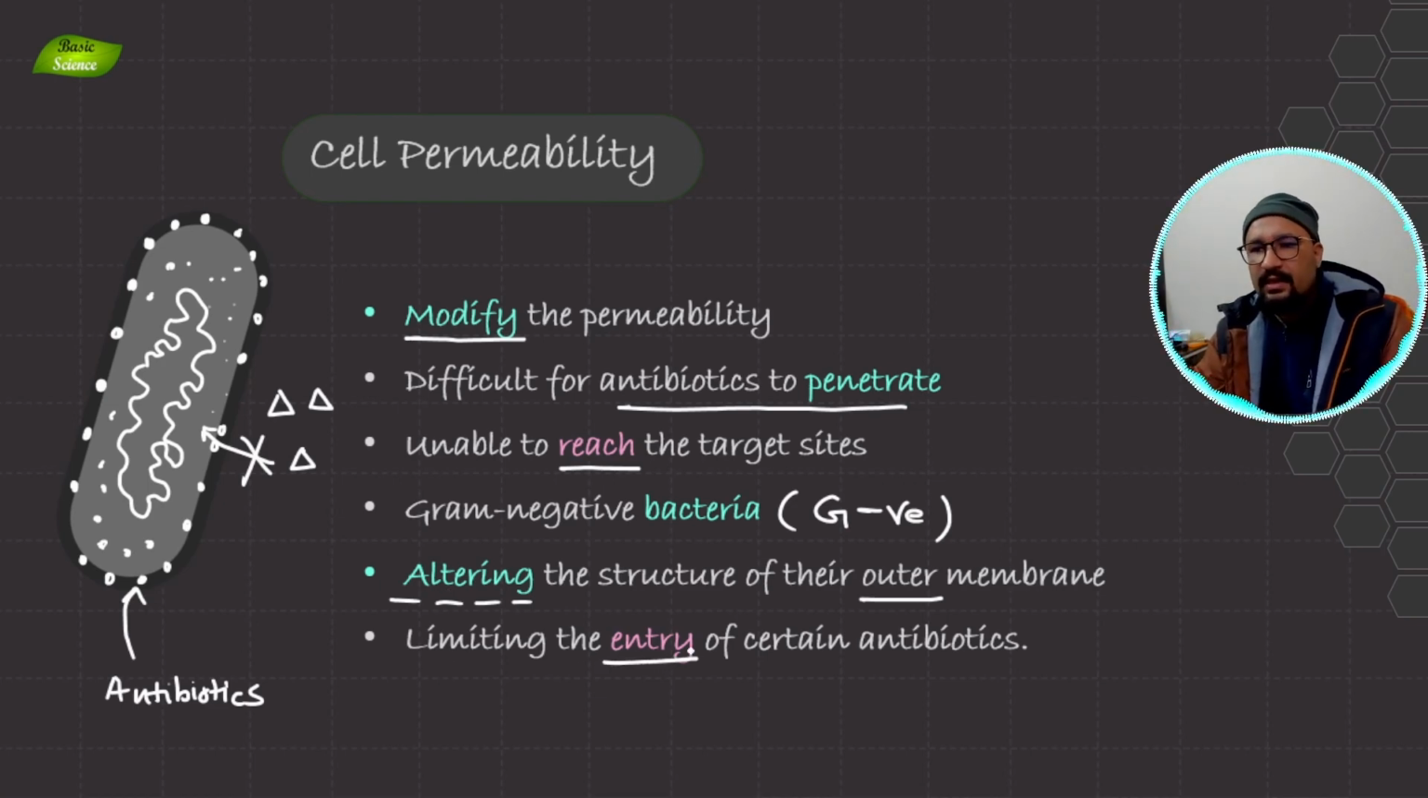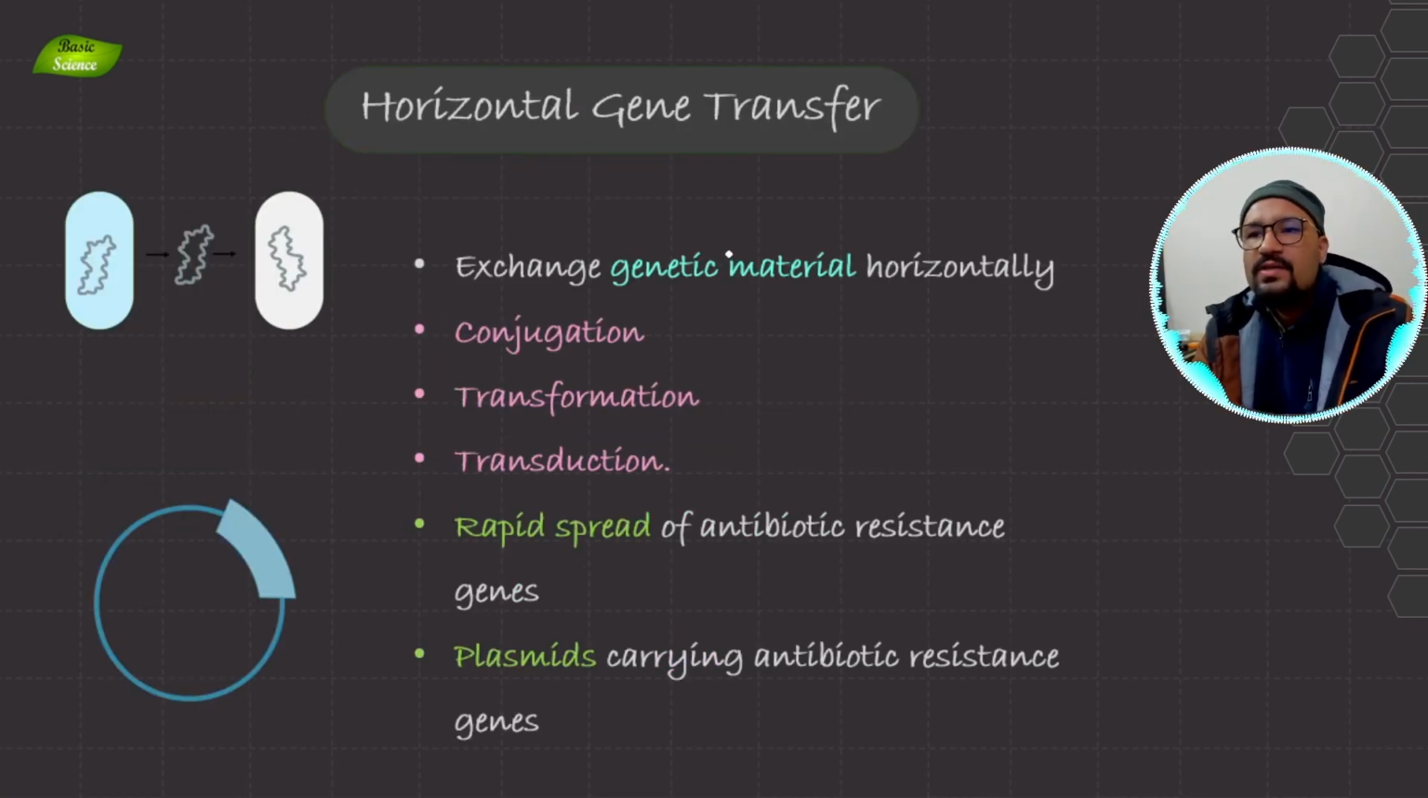And there are various antibiotics that are blocked in that way, and various gram-negative bacteria have the ability to modify their outer membrane. Horizontal gene transfer. This is another mechanism. It's a very important mechanism.